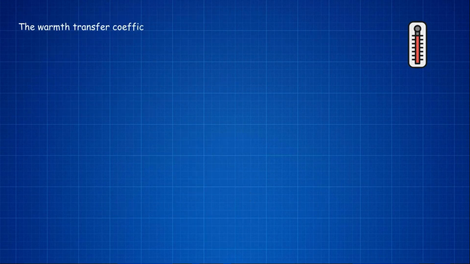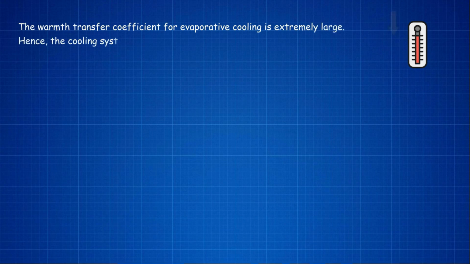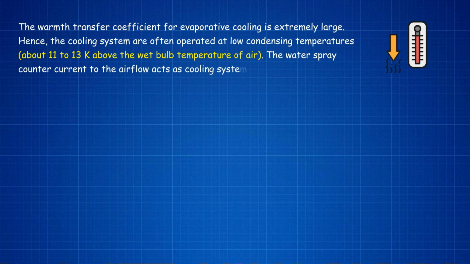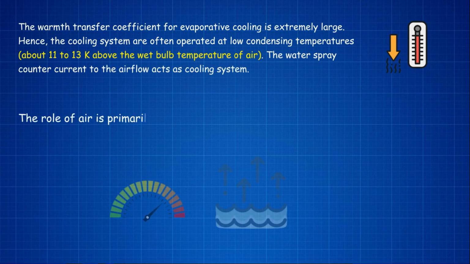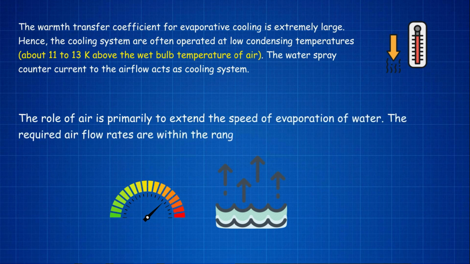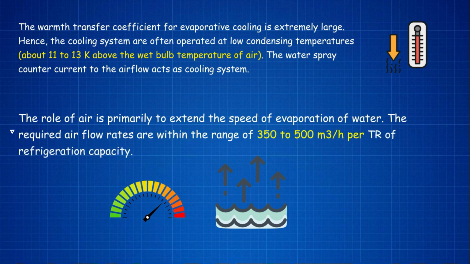The heat transfer coefficient for evaporative cooling is extremely large. Hence, the condenser can be operated at low condensing temperatures, about 11 to 13 degrees above the wet bulb temperature of the air. The water spray counter current to the airflow acts as the cooling tower. The role of air is primarily to increase the rate of evaporation of water. The required airflow rates are in the range of 350 to 500 meter cube per hour per TR of refrigeration capacity. This is it for today's video.